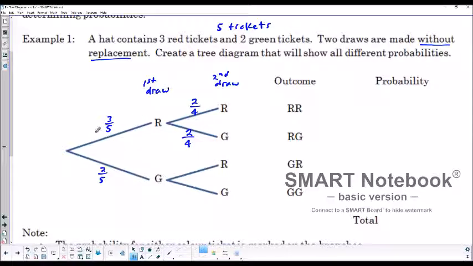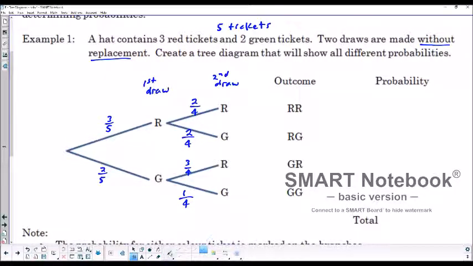Now suppose we happen to select a green ticket first. There was a 2 in 5 probability of selecting a green ticket. If we select a green again, this is of course just random. We're just putting our hand in the hat and pulling out a ticket. There's a 1 in 4 probability of selecting a green ticket on the second draw. After the green ticket has been pulled out, there are still 3 red tickets left, so there's a 3 in 4 probability that we're going to select a red ticket.